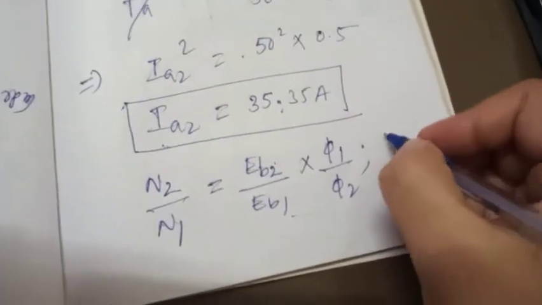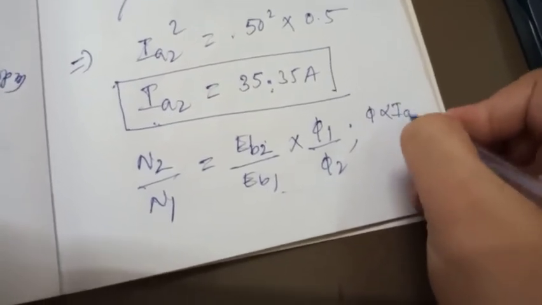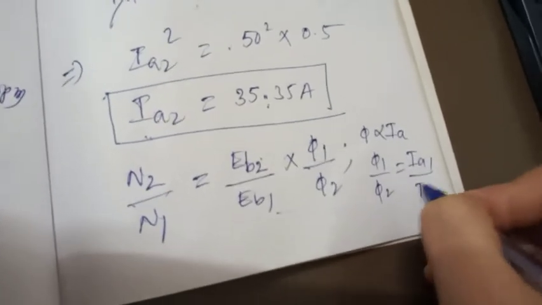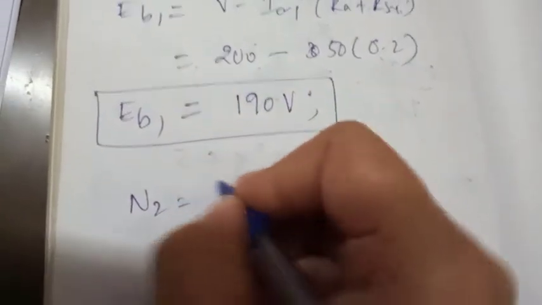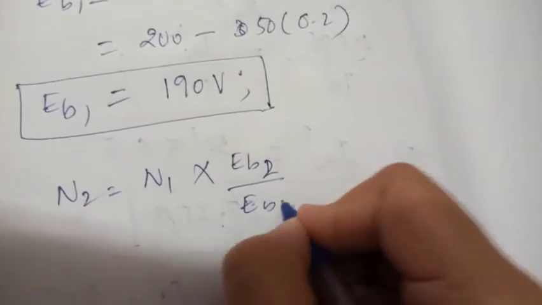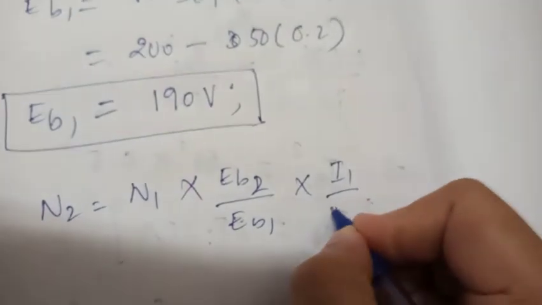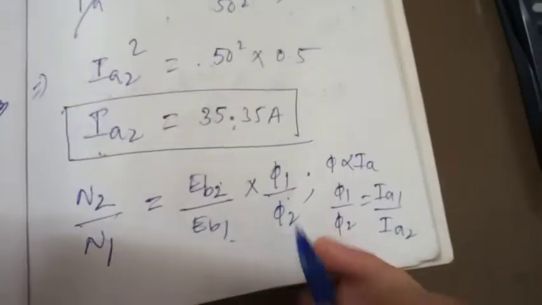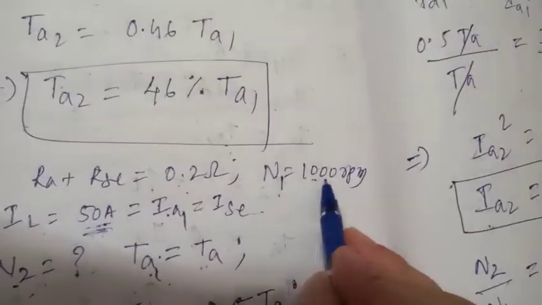Instead of phi1 and phi2, since phi is directly proportional to IA, phi1 by phi2 is IA1 by IA2, right? So N2 is equal to N1 into EB2 by EB1 into IA1 by IA2. Okay, so now what is the value of N1? N1 value is 1000 RPM.